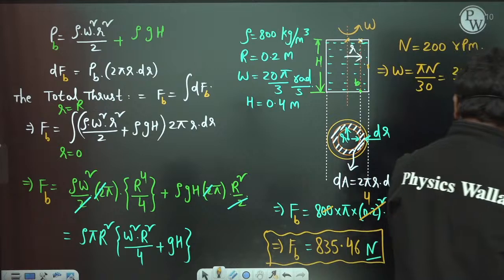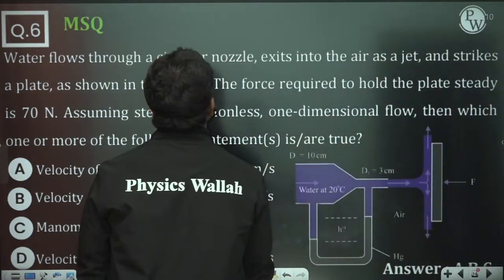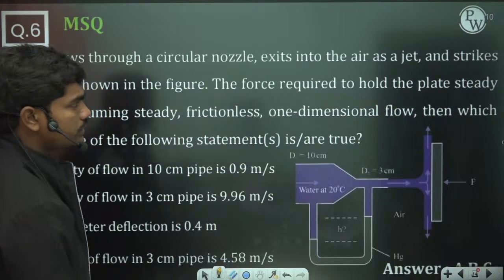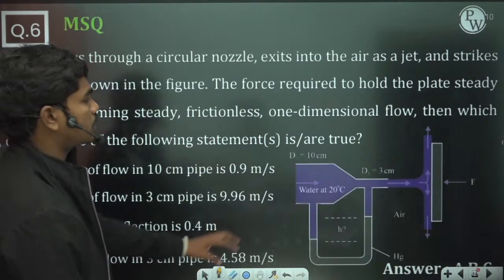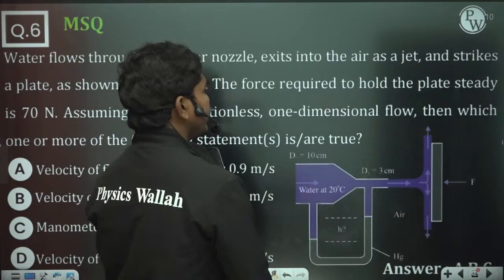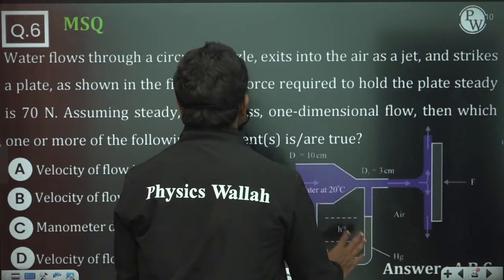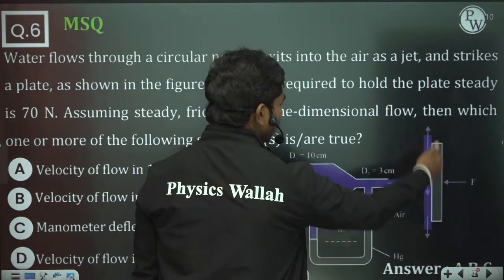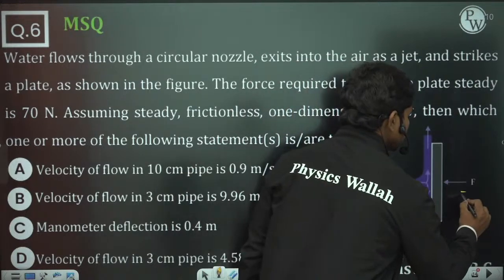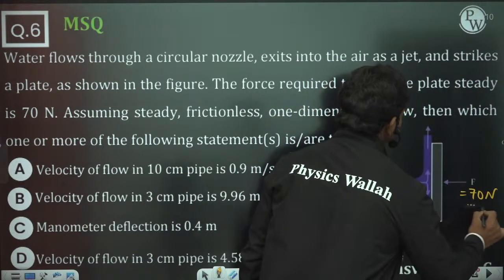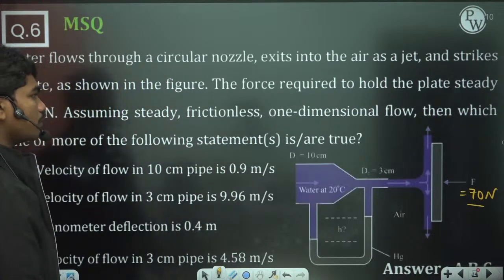So next, let's go for the next question. Water flows through a circular nozzle and exits into the air as a jet and strikes a plate as shown in the figure. The force required to hold the plate steady is 70 newtons. So this force that you are applying is 70 newtons. Assuming steady frictionless one dimensional flow, which one or more of the following statements is correct?